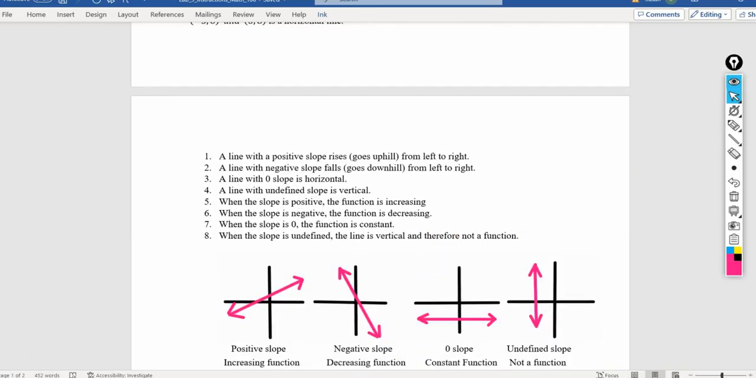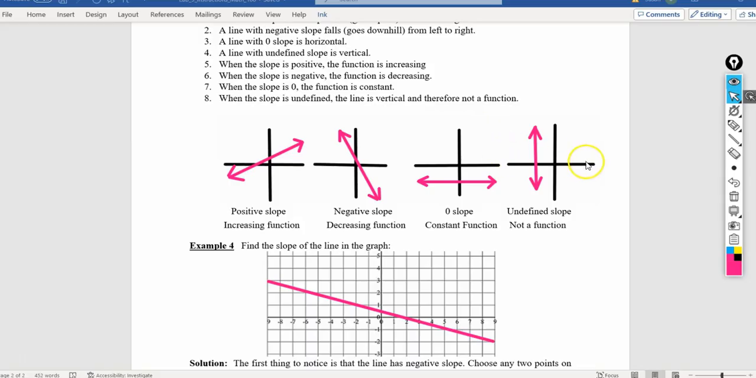a line with positive slope, when you move from left to right, it's going uphill. So as I move from left to right, that line has positive slope. If you're moving from left to right, if you're going downhill, then your line has negative slope. If your line is horizontal, the slope is 0. If your line is vertical, the slope doesn't exist. It's undefined. And notice that that is not a function. It would not pass the vertical line test.